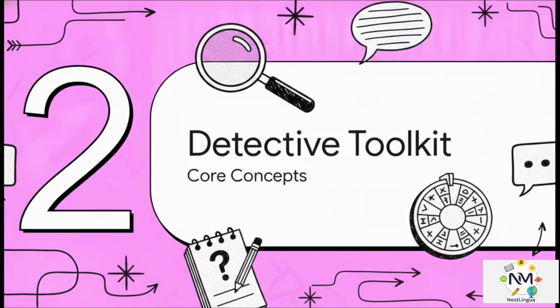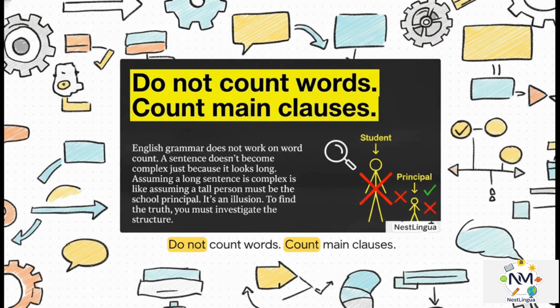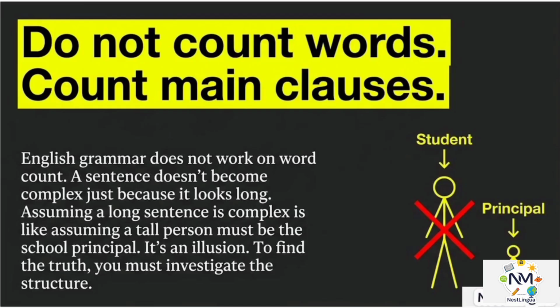Section 2. Detective Toolkit. Core Concepts. And that brings us to the absolute golden rule of our entire investigation. I want you to read this out loud with me, nice and slow. Do not count words. Count main clauses. Seriously, English grammar absolutely does not work on word count. A sentence doesn't magically become complex just because it looks super long. We do not count words, we count main clauses.